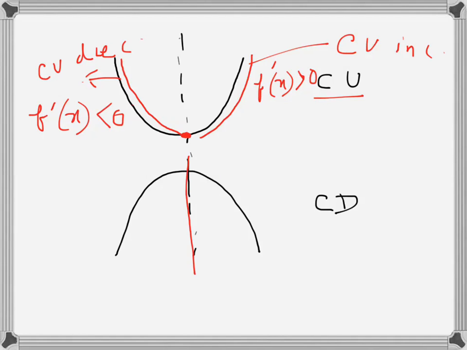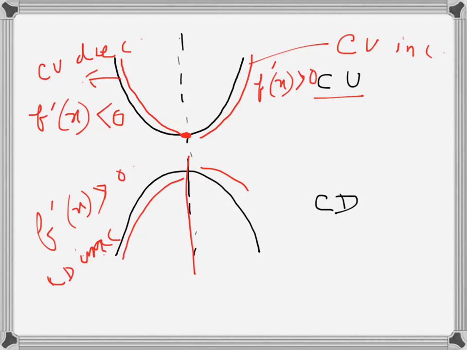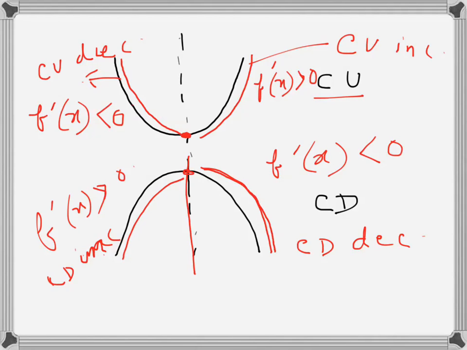Similarly for the concave down curve, up to here the gradient is positive, greater than 0. So the first derivative is greater than 0, and this one is concave down increasing, INC. From the maxima point towards the right, the gradient is always negative, so the first derivative is less than 0, and this one is often said to be concave down decreasing, DEC.